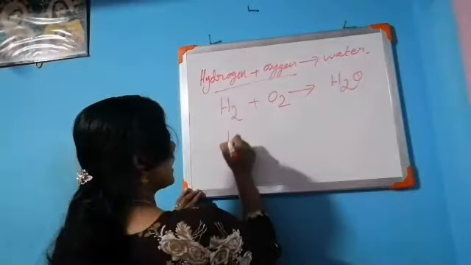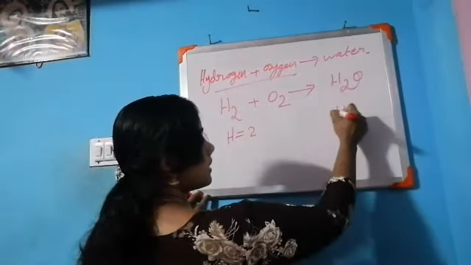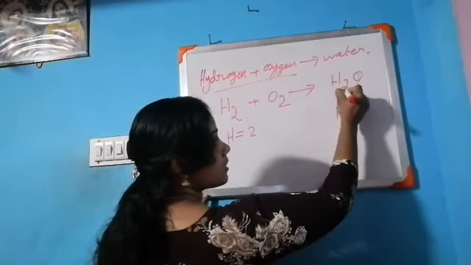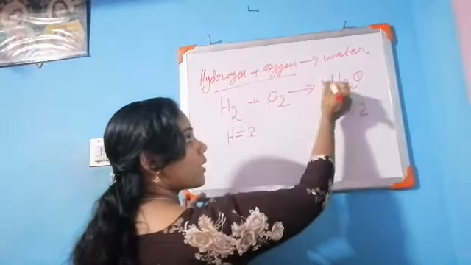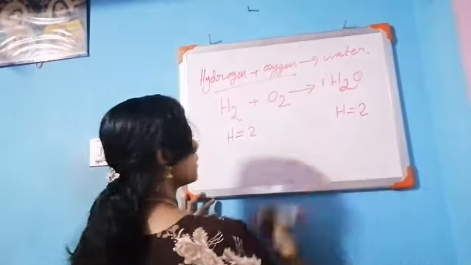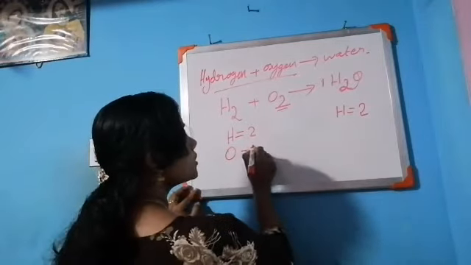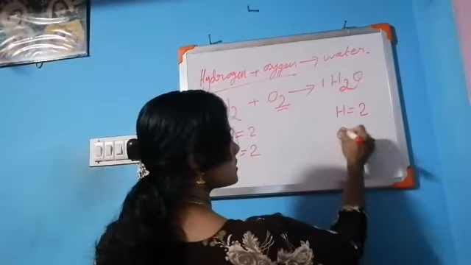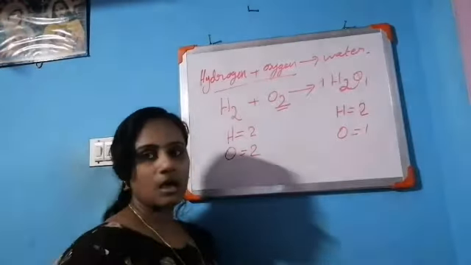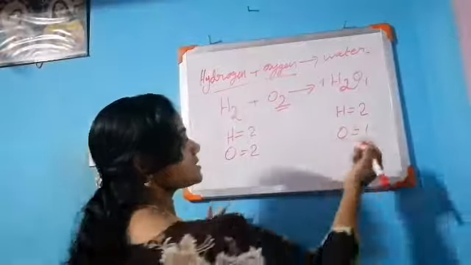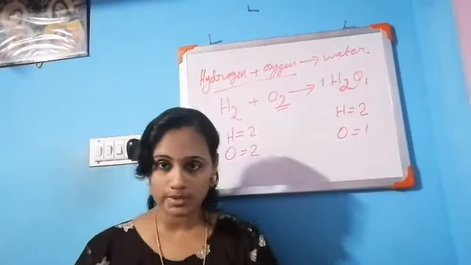We can check. Hydrogen, left side, how many hydrogen? 2. Product side, how many hydrogen? 2. Is it clear? That is 1 into 2, 2. Then oxygen. How many oxygen on the reactant side? 2. How many oxygen on the product side? 1 into 1, 1 only. So it is not a balanced equation. So how can we balance that equation?